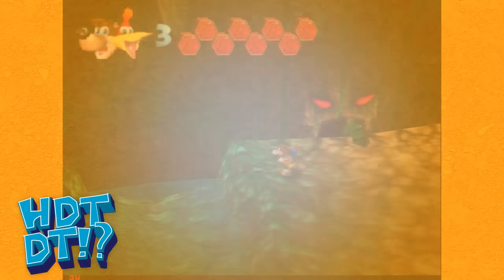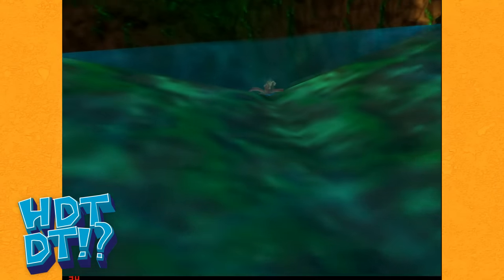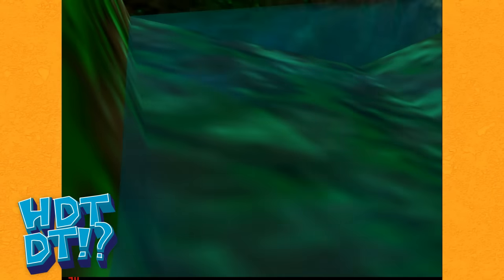As a final example, each world has both an on-land and underwater variation that will change depending on Banjo and Kazooie's position.